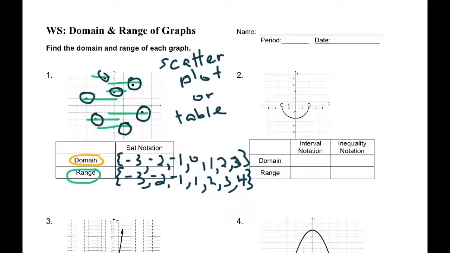So let's look at number 2. What happens when it's not a scatter plot or a table? We actually have connected points on the graph. So I have domain. I am going to find the far left side of my graph, and I'm going to draw a line. Then I'm going to find the far right side of my graph, and I'm going to miss the point entirely. Sorry. There we go.